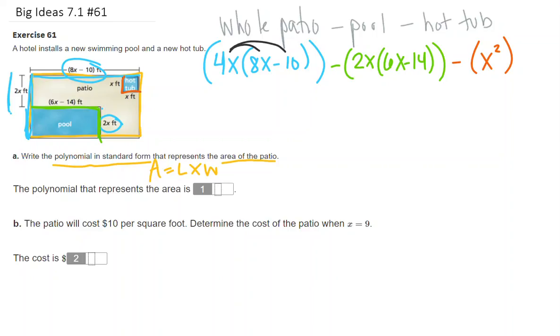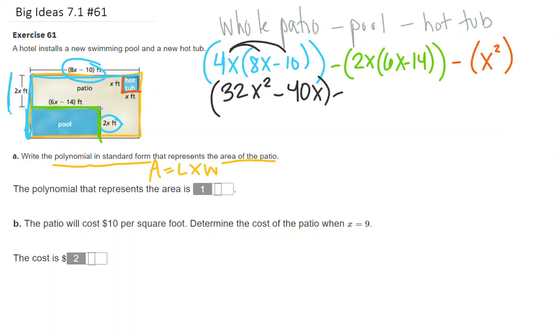So let's start multiplying. So we're going to multiply the 4x by both of the terms 8x and minus 10. So we've got 4x times 8x is 32x squared. Just because remember, that's the same as 4 times x times 8 times x. We've got 4 factors in there. And then 4x times negative 10 is negative 40x.